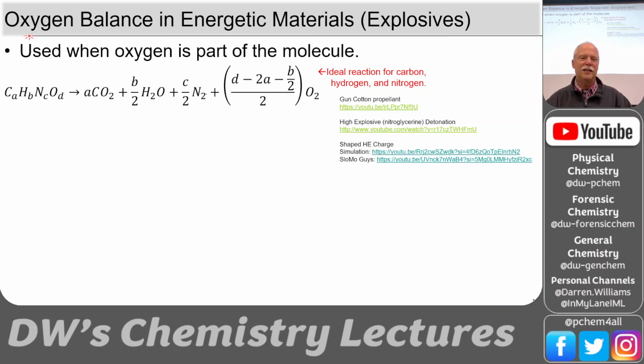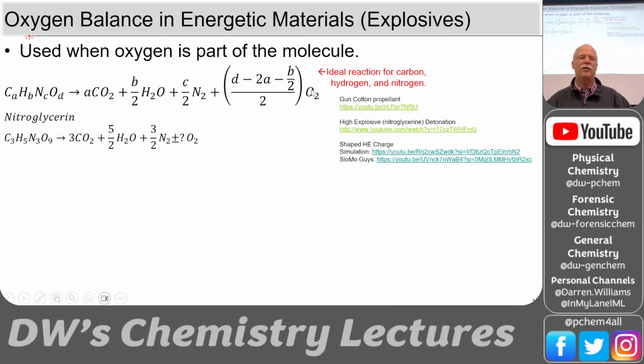And then oxygen is going to be the amount of oxygen minus the amount that's used for the carbon, so twice that of the carbon because there are two oxygens there, half of that for the water, and there's no oxygen needed for the nitrogen. Because these come in pairs, we divide by 2. So you can check my work on that. That's the ideal reaction for carbon, hydrogen, and nitrogen.